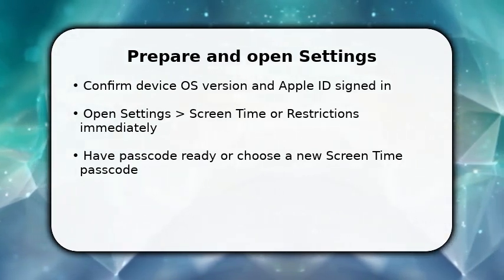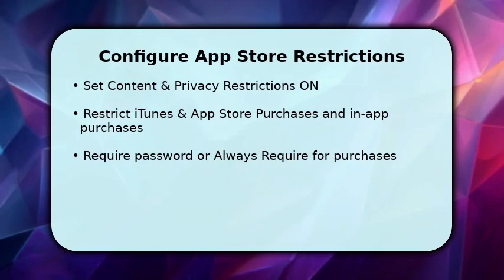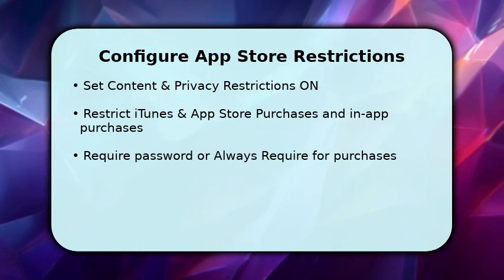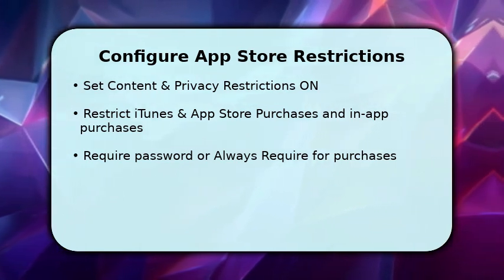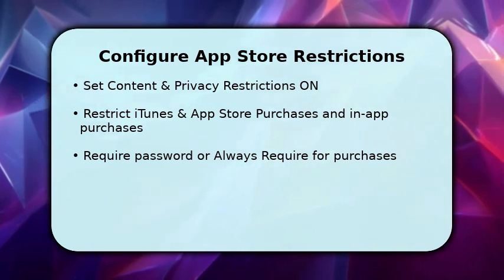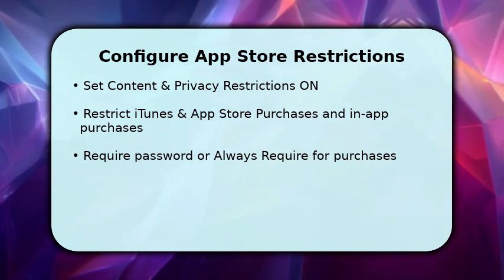Now you configure the App Store-specific controls. Turn content and privacy restrictions on, then tap iTunes and App Store purchases. This is where you block installs, deletions, and in-app purchases. Choose Allow or Don't Allow for each action, and set Require Password to always require if you need firm control.